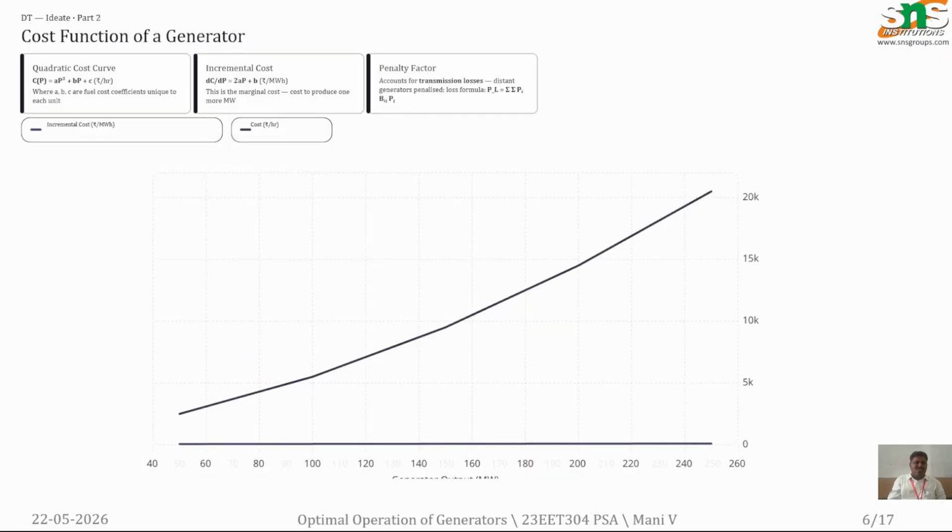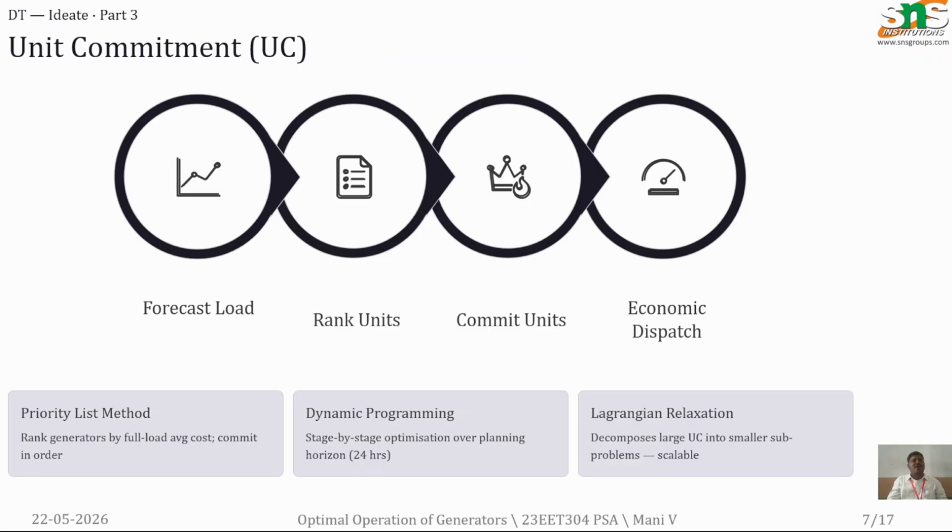This is the cost function of the generator. It may be a quadratic cost curve, and it should also meet the incremental cost. We have to face some penalty factor, because on account of transmission losses, the distant generator gets penalized. If we increase the generation, the incremental cost automatically increases as well. For every hour we get the curves, just like a quadratic cost curve.